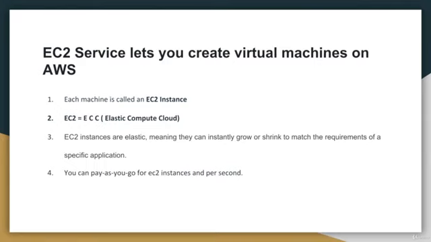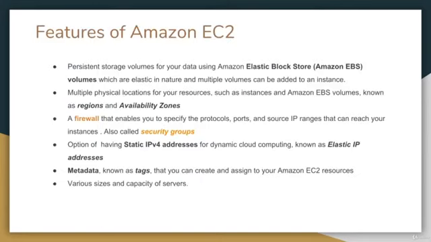You can absolutely pay as you go for EC2 instances per second. So if you use EC2 instances for 5 minutes, you pay for 5 minutes. If you use EC2 instances for 5 hours, you pay for 5 hours only. So you get the capacity whenever you want, and you only pay for what you use with EC2.